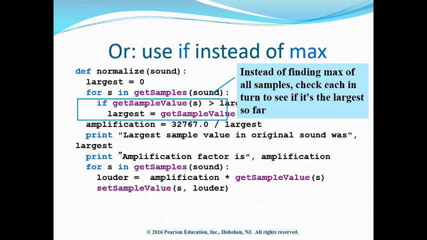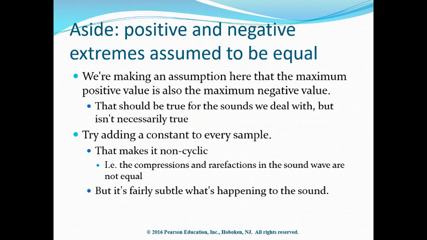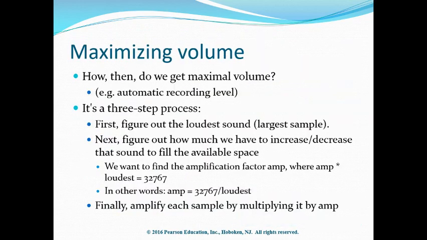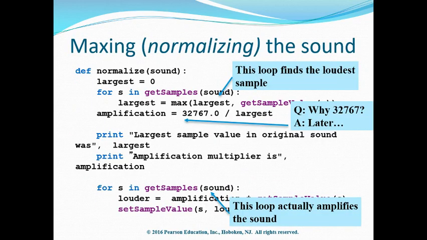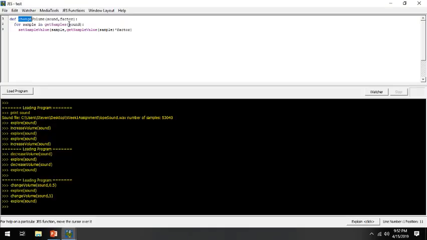Or we can use an if instead of the max, which also works, but max is just built into Python. It's an easy to use function, so you might as well do that. So I definitely recommend taking this as an example. Let's actually do this. We're going to say get samples of the sound, and we're going to say the largest equals the max of the largest. Okay. So what we're going to do is say largest equals 0. I'm going to get rid of this.